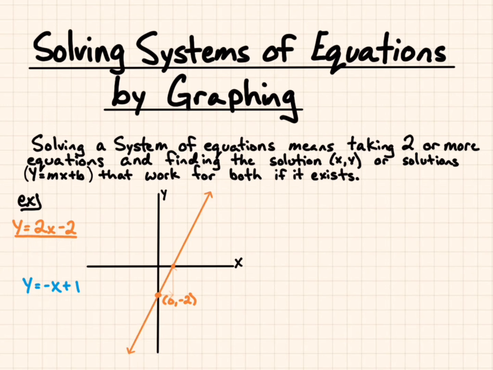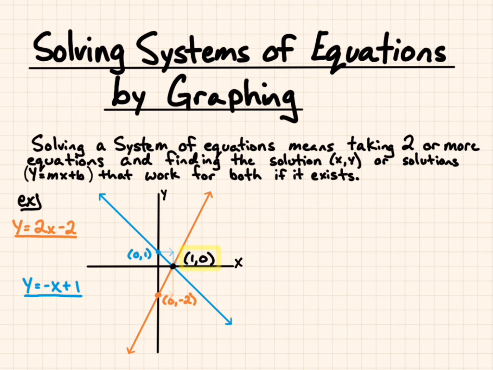The y-intercept's at 0, 1. And my slope, because it's negative x, is negative 1 over 1. So every 1 you go positive in the x direction, you have to go down 1 in the y direction. And I can plot that line. So visually I can see that the two lines cross at 1, 0. That's my solution to this system of equations.